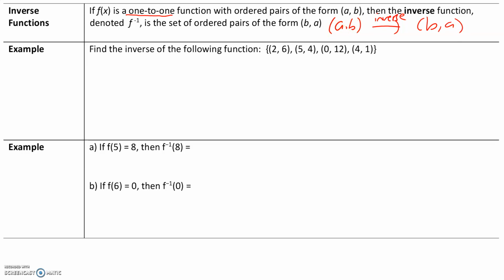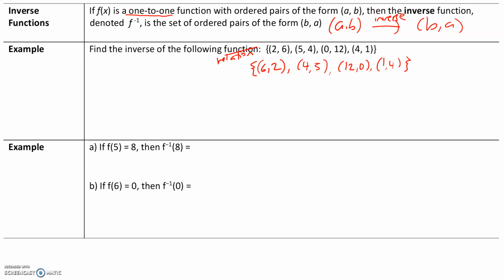For example, let's find the inverse of the following function. Well, this should technically be a relation. So the 2, 6, we're going to interchange the x and y. That becomes 6, 2. For 5, 4, we are going to interchange the x and y. This becomes 4, 5. For 0, 12, we are going to interchange the x and y, becomes 12, 0. And for 4, 1, we are going to interchange the x and y. That becomes 1, 4. So this is now the inverse of the previous relation.